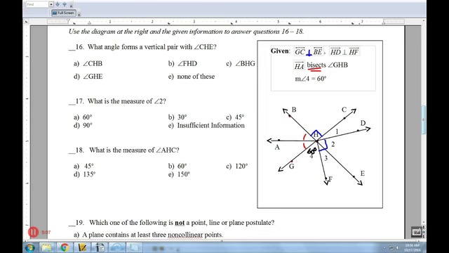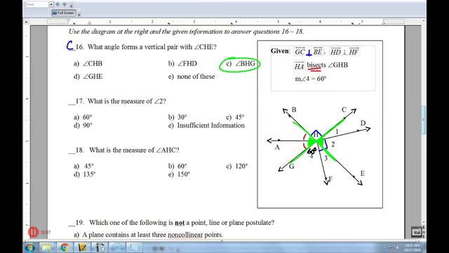Well, angle CHE, C to H to E, would be this angle right here. So what you do is you continue the straight line across, and then continue the other line across, and it would be the angle that's kitty corner with it. So it would be this one, which would be GHB or BHG, and so I think that would be part C. So this one is C.